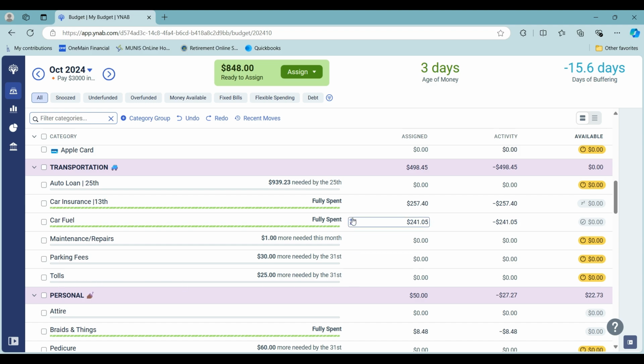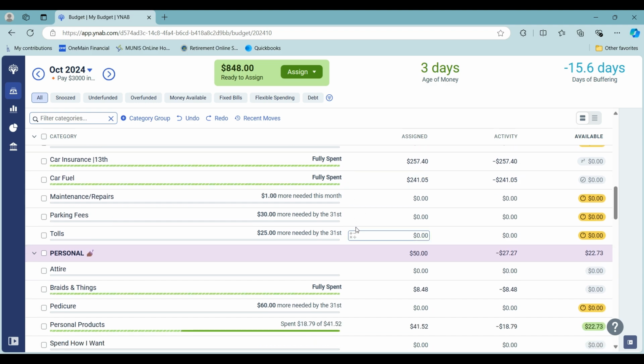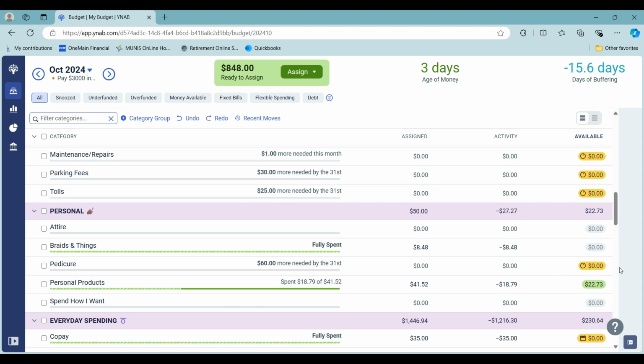Those are something that I'm not worried about for the next couple weeks in this month. All right, into personal. As you can see here, I still have $22.73. There is a target on pedicure. I don't think I'm getting a pedicure this month, but I do have personal products money of $22.73. I can use this to do whatever.